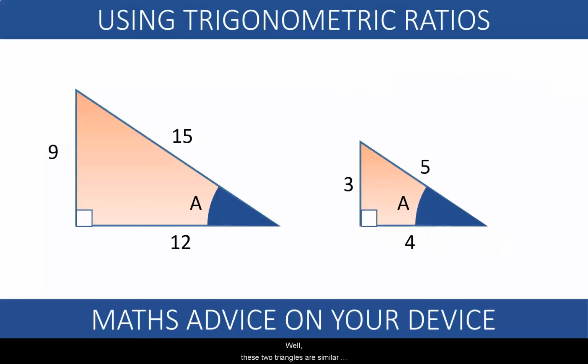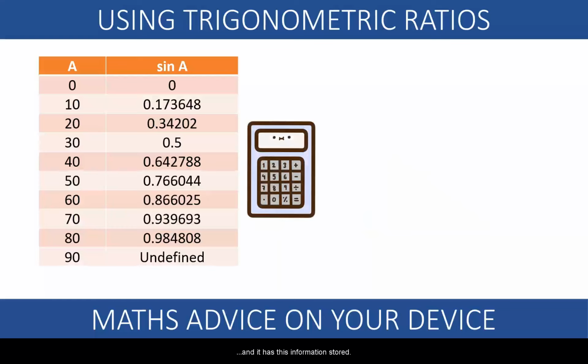How? Well, these two triangles are similar triangles, meaning that the sides are in the same proportion. Similar triangles have the same exact angles, and your calculator knows that. Your calculator has this information stored. So take note of these ratios and let's use them.